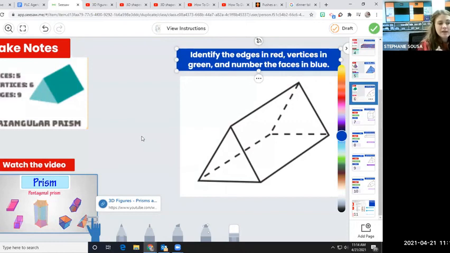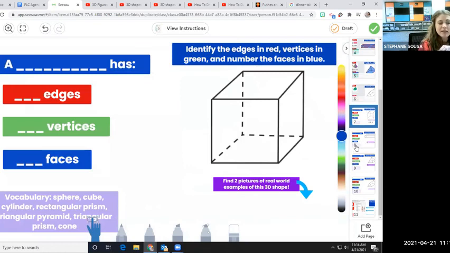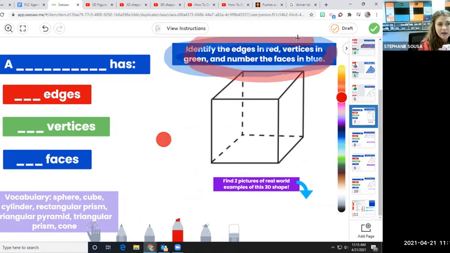Today, for your independent work, I want you to complete the remainder of these slides by filling in the name of the three-dimensional shape and the number of edges, vertices, and faces. You are also going to do the same shading and highlighting in red, blue, and green that we just did together. Okay, so Leah, do you see these directions right here about highlighting? Awesome. So identify the edges in red, vertices in green, and number of faces in blue, okay?